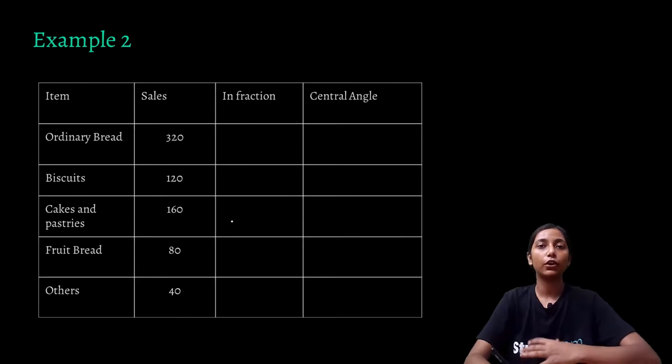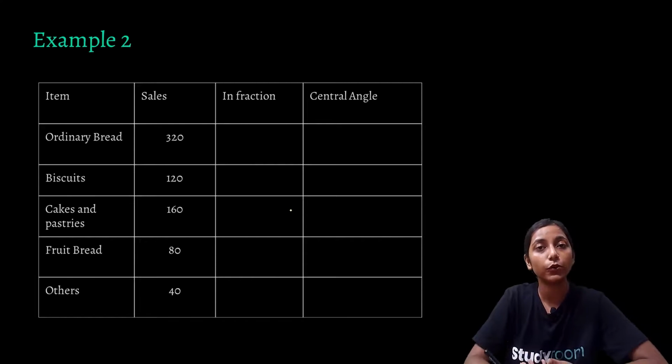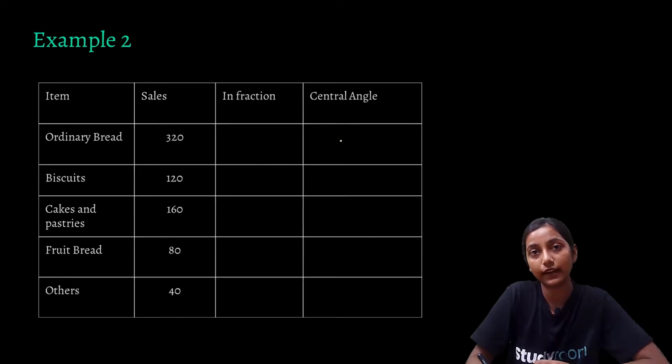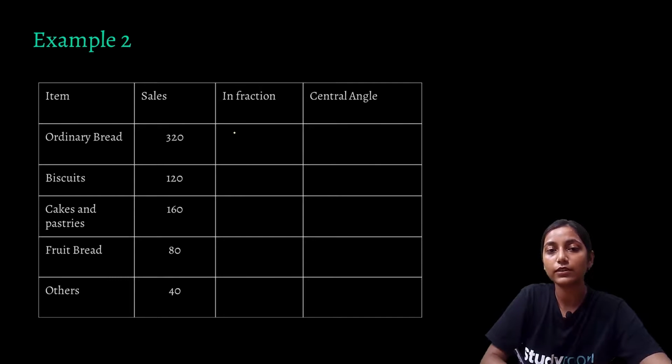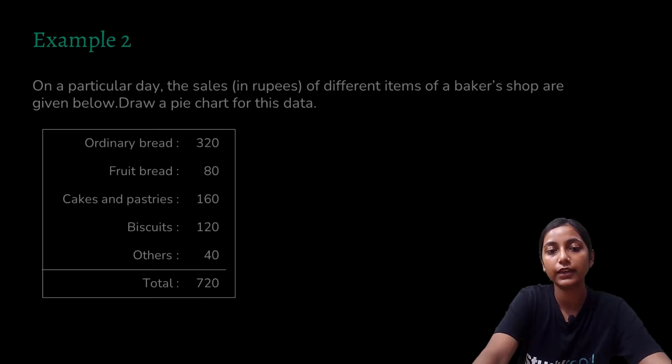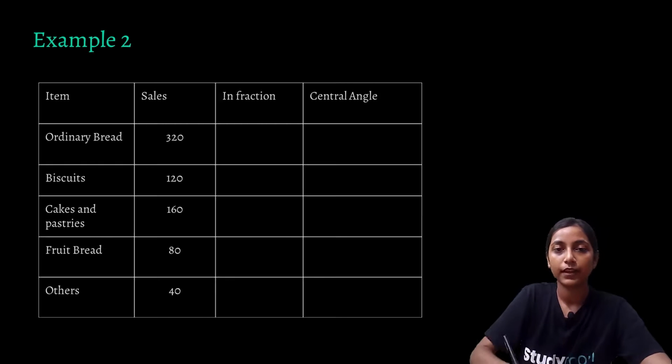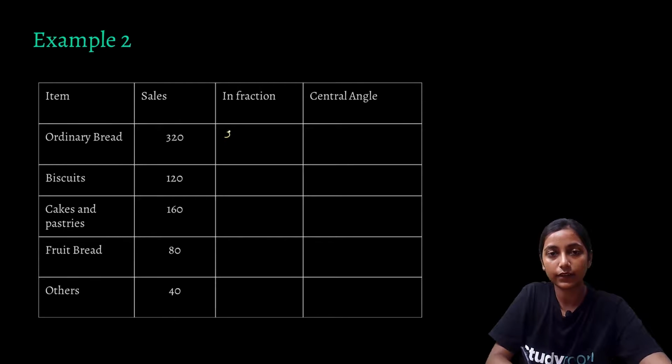In order to make a pie chart, as I've already told you, we are first going to write these values as fractions and then find the central angle for each. So for 320, to find the fraction, it will be out of the total, and you can see from here the total is 720. So for the fraction, you can divide 320 by 720, that is going to be what?